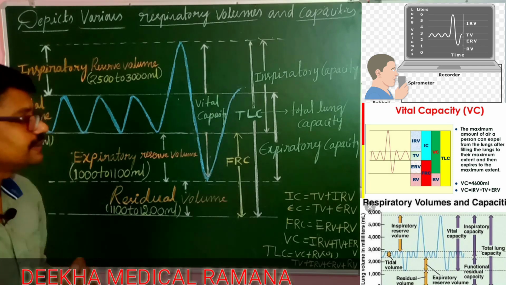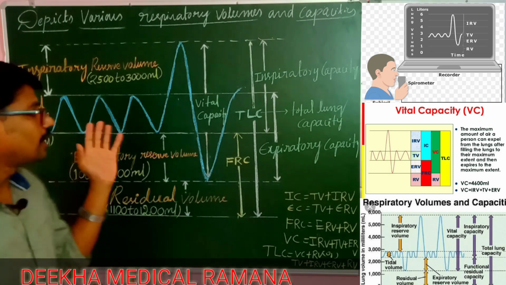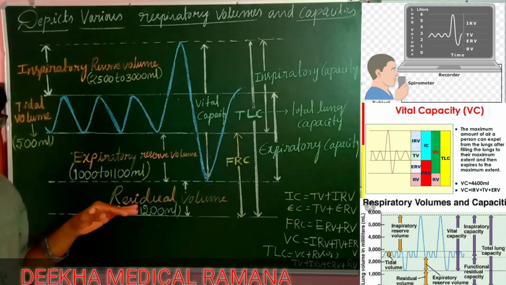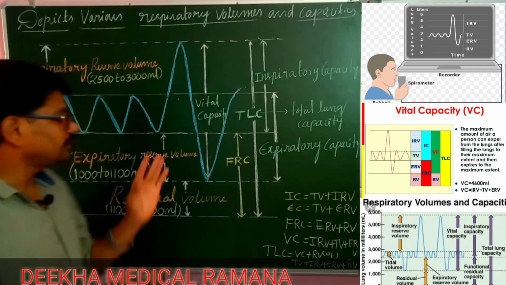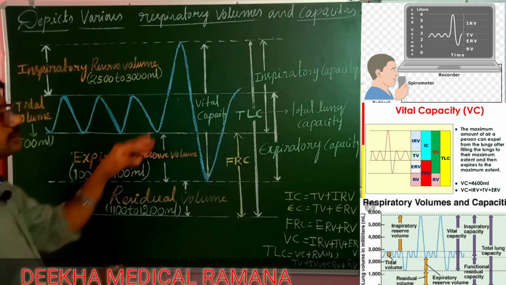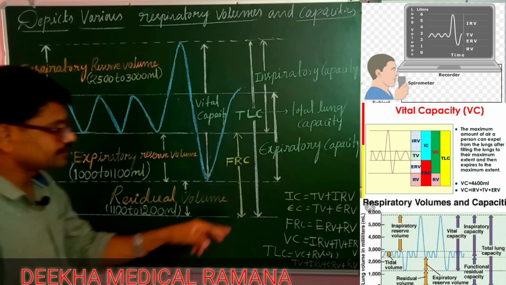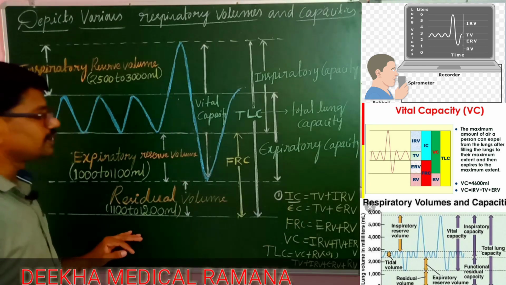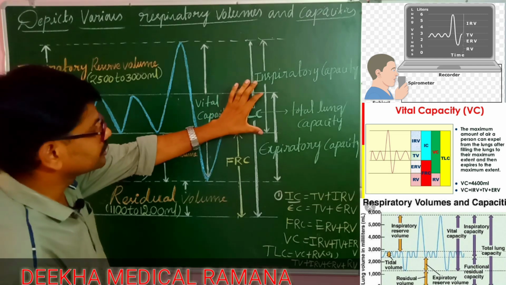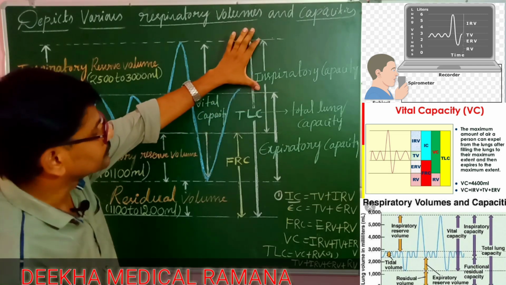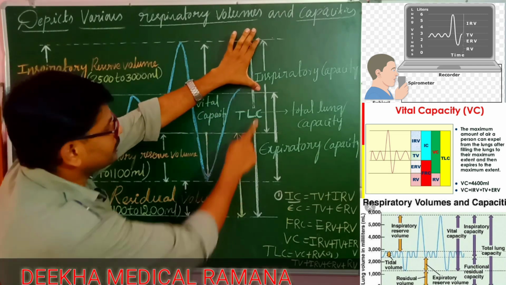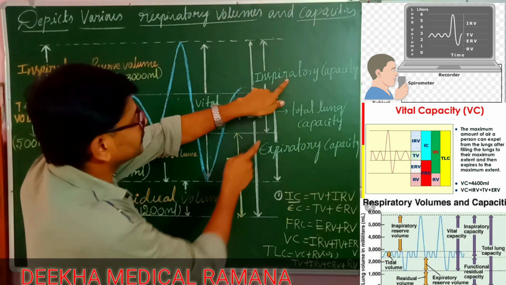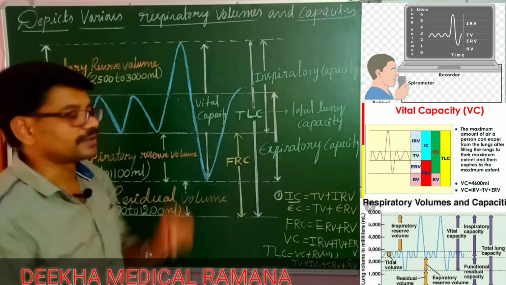How can you get the capacities? Capacities are obtained by the combination of two or more volumes. There are 5 capacities. The first one is inspiratory capacity. What is meant by inspiratory capacity? Tidal volume plus inspiratory reserve volume together are called inspiratory capacity, right?